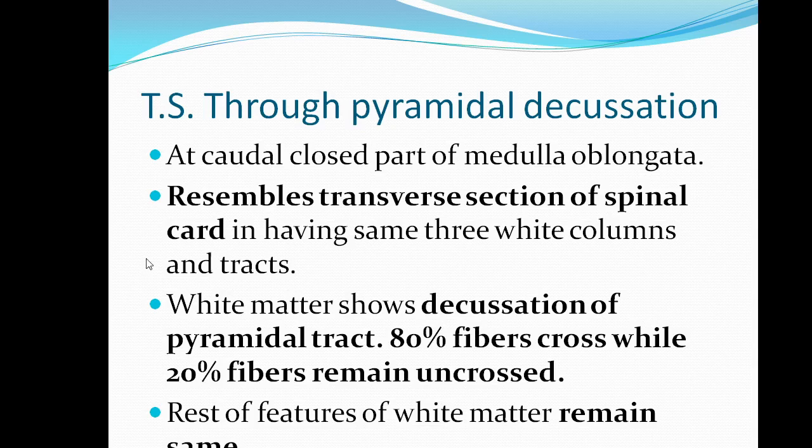Now, the structure of the medulla oblongata is studied in three sections: the lower, middle, and the upper. At the caudal closed part of the medulla oblongata, the transverse section resembles the spinal cord in having the same three spinal white columns and tracts. White matter shows decussation of the pyramidal tract. 80% of fibers cross, while 20% of fibers remain uncrossed. The rest of the features of the white matter remain the same.